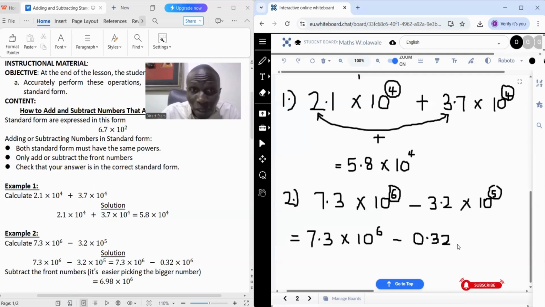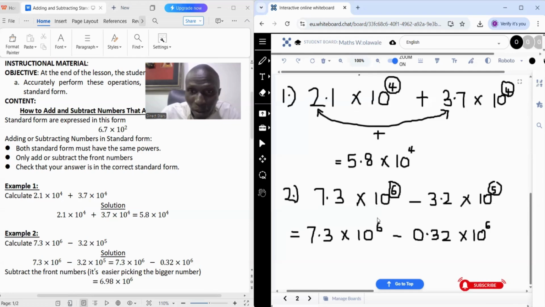The front number has been reduced by one decimal place, then it means that the power will have to increase by 1. So we can have this to be 10 raised to the power of 6. Looking at these two standard forms now, they have the same powers. Then we can now subtract the front number.